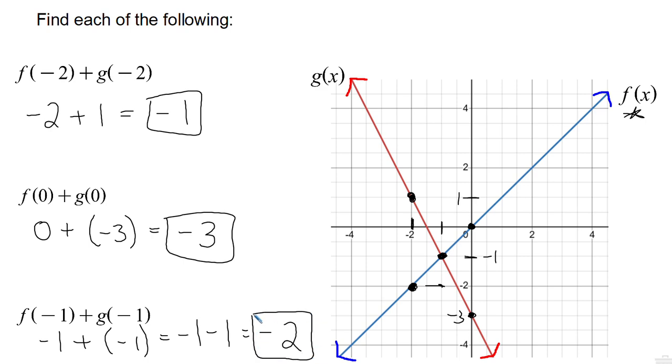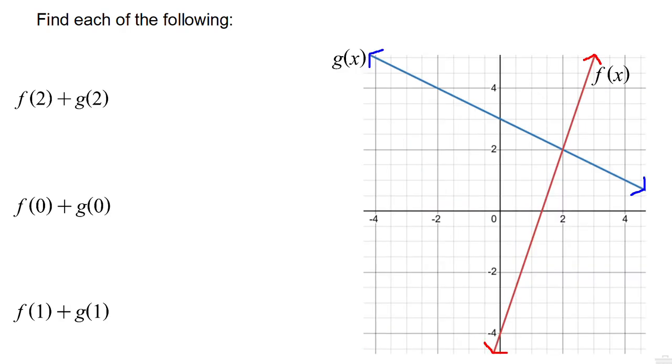So it should be pretty straightforward. All we have to do is find the points that we're looking for and then add them together. So here if I want f of 2 plus g of 2, I go to x equals 2, and the value of f of x is 2. And the value of g of x is also 2, since they intersect at that point. So this is just 2 plus 2, which is 4.